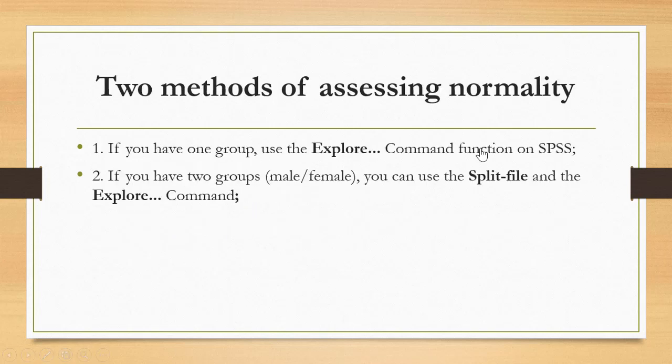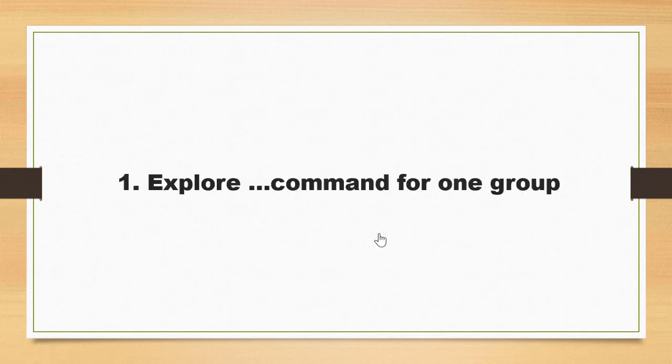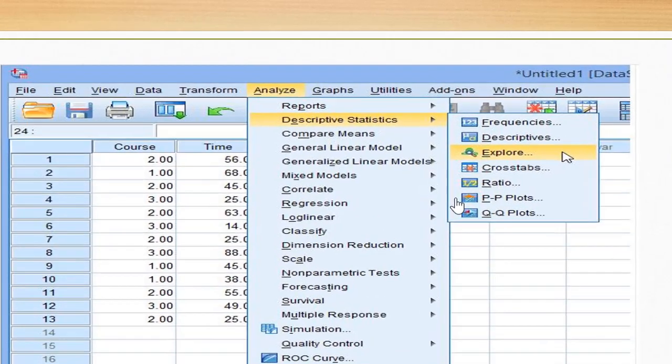So we have two methods of assessing normality. If you have one group, use the explore command function on SPSS, and if you have two groups, for example male and female, you can use the split file and the explore command. So let's see the first method, the explore command for one group. We are going to follow these steps to test normality. First, click analyze, then descriptive statistics, then explore. Let's see this using SPSS.